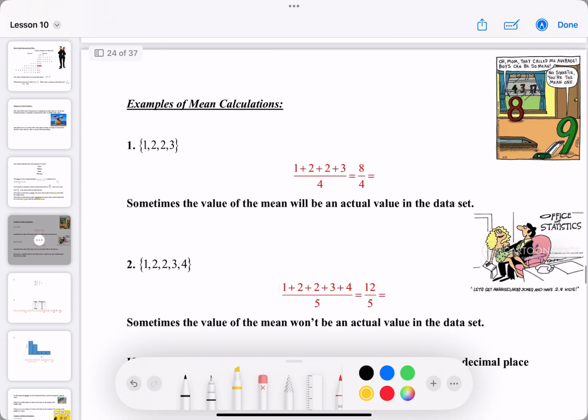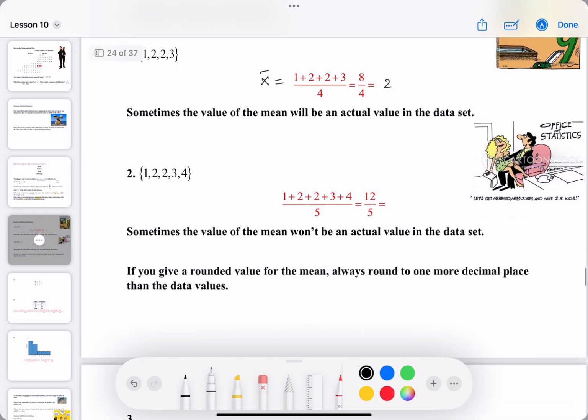Okay, examples of mean calculation. I have a data set, and to find the mean, the x bar of the sample, we're going to add all of these data together, divided by how many values there are in the data set, 4. So add the tops, 1 plus 2 plus 2 plus 3, divided by 4. 8 divided by 4 is 2. Okay, the mean is 2. Where is my bar? X bar.